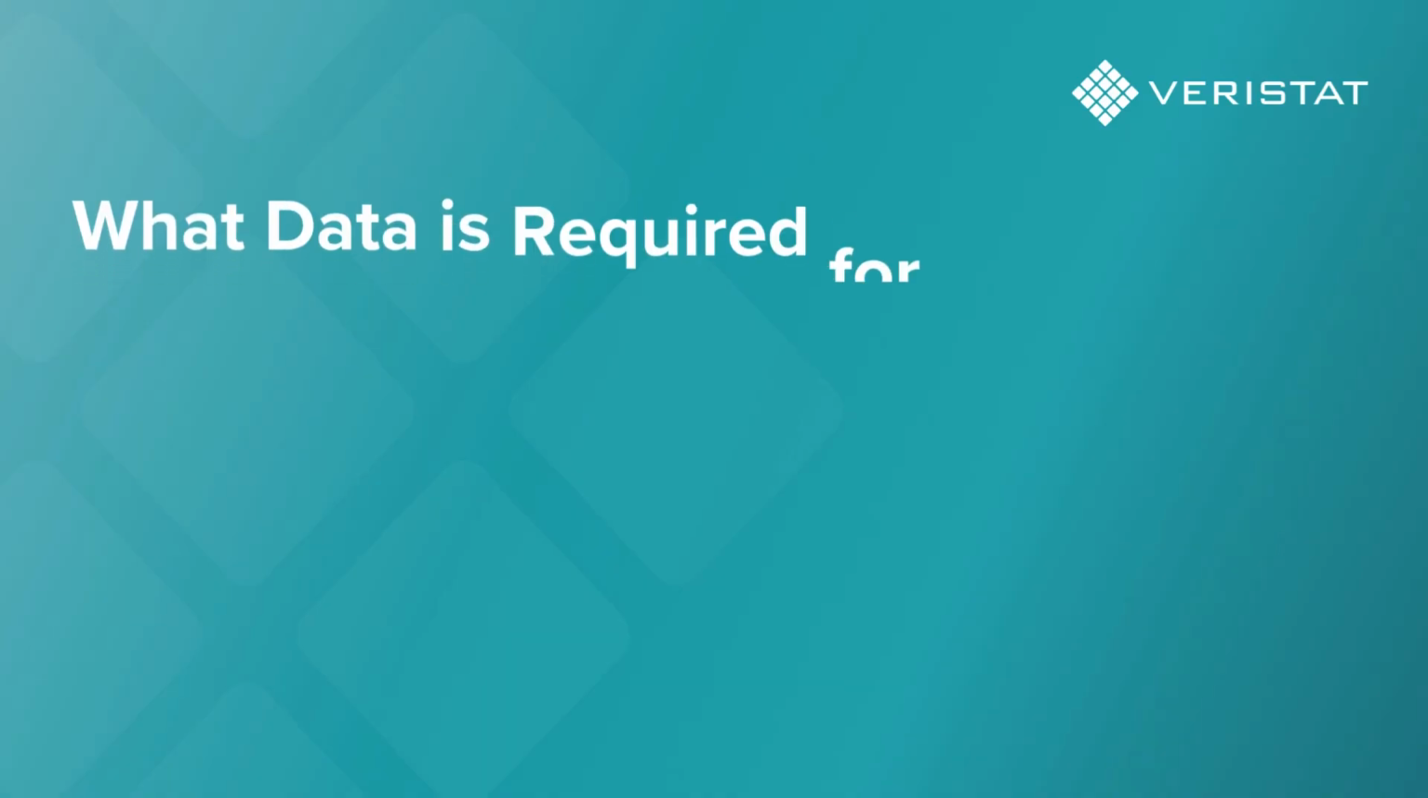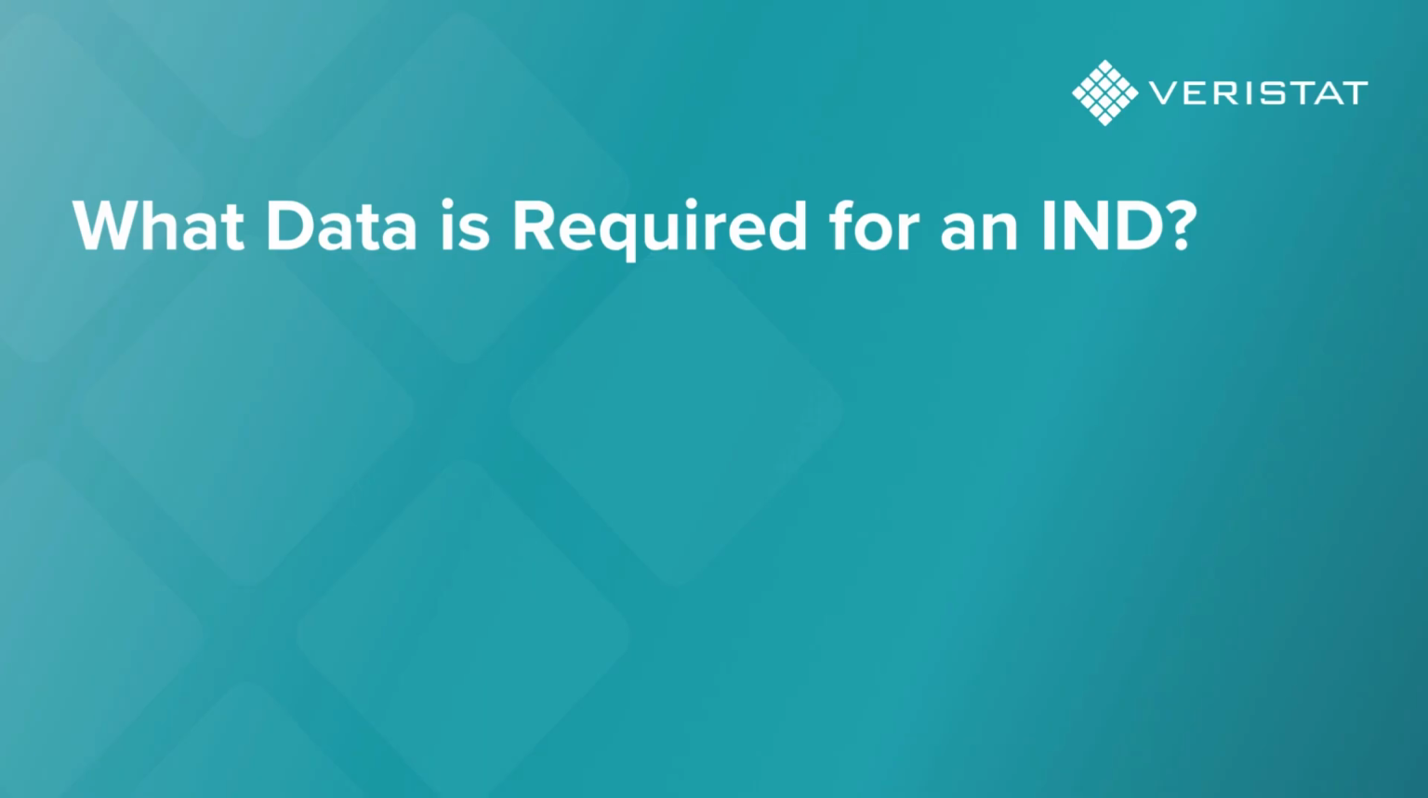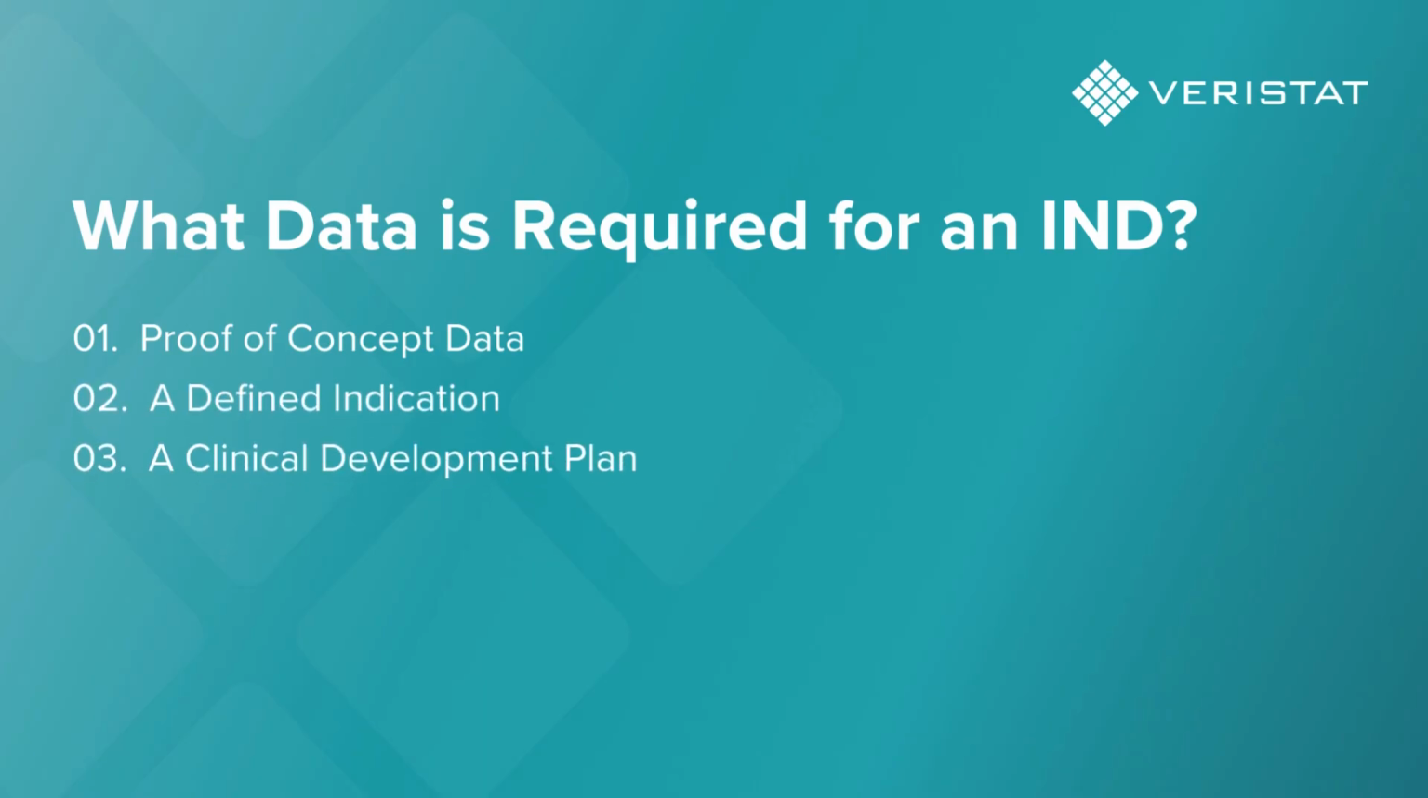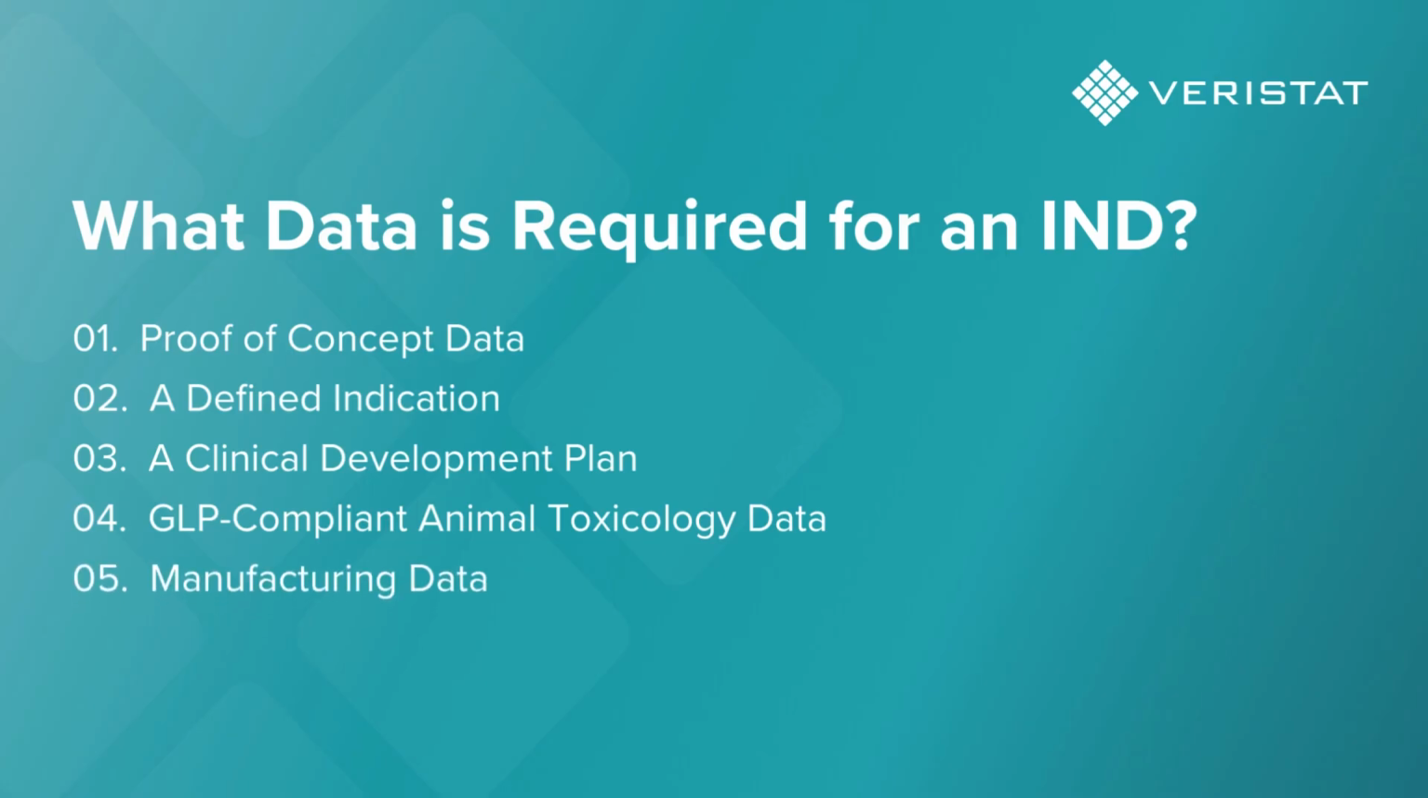So what does enough data look like for an IND? It varies, but there are a few non-negotiables. Proof of concept scientific data, a defined clinical indication, a well-structured clinical research plan, GLP-compliant animal toxicology data, typically in 2 species, that supports your proposed trial design, manufacturing data showing you can produce the product under GMP conditions, and drug stability data under storage conditions relevant to your trial.